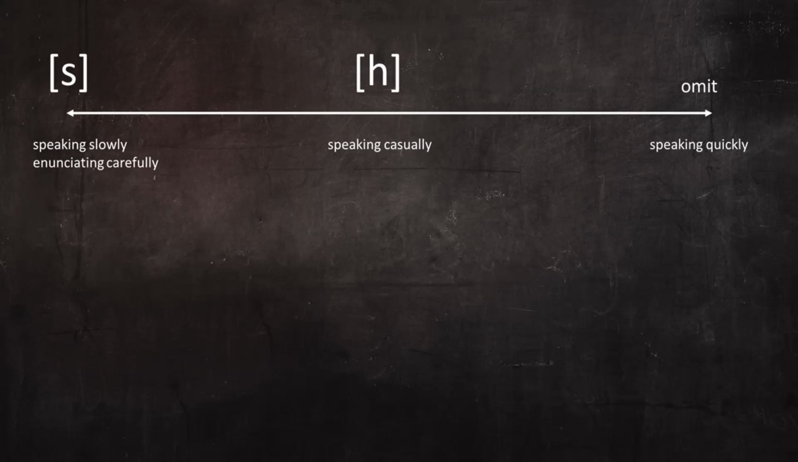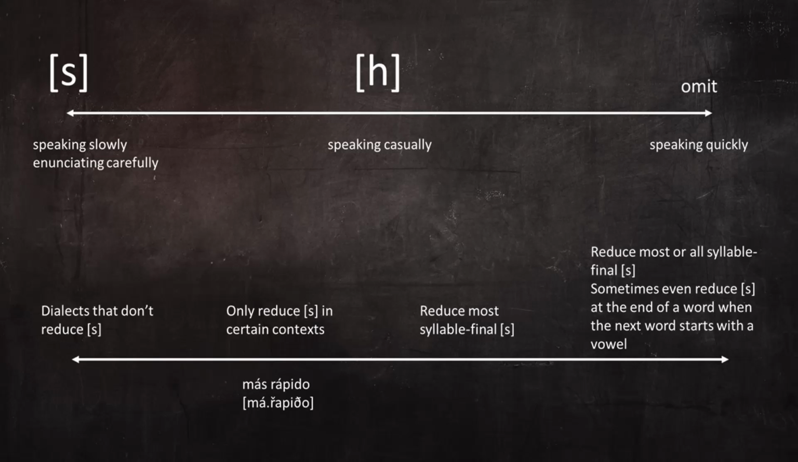So as we've already mentioned, for any given S-reducing native Spanish speaker, there's a spectrum of S reduction. There's also a spectrum of S-reducing dialects. On one end, there are dialects that don't reduce S at all, pretty much ever. One small step along the spectrum, there are dialects that only reduce S in certain limited contexts. For example, I've observed native speakers from Colombia who only reduce S before the trilled R.